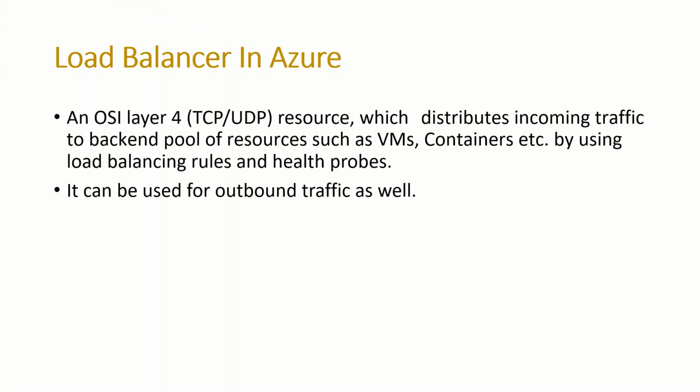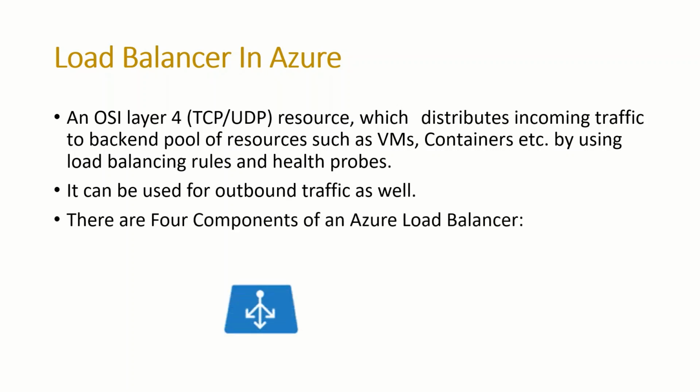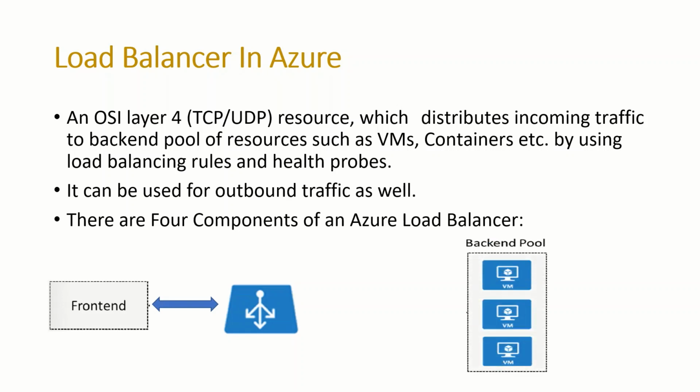Now every load balancer will have four different components, and what are those? First is the front end IP of your load balancer, which is configured when you start setting up your load balancer. Then your backend pool. Your backend pool would contain your virtual machines, containers, or network interface cards, which would act as backend resources for the load balancer.